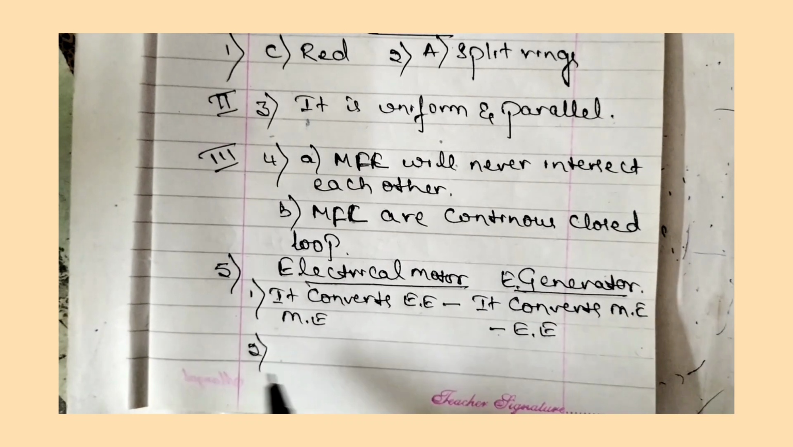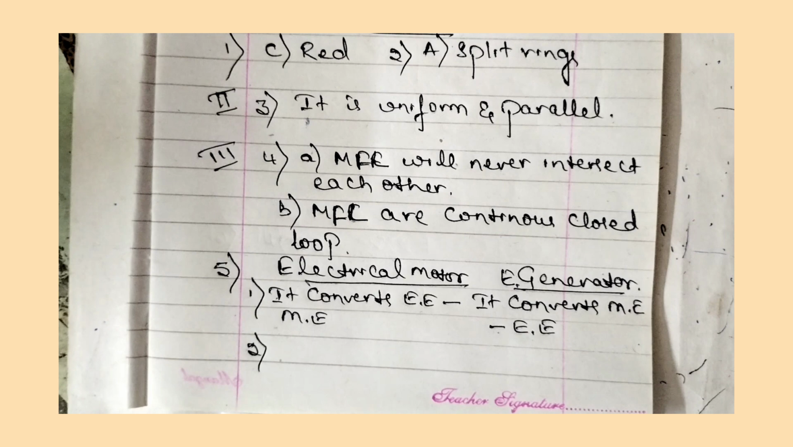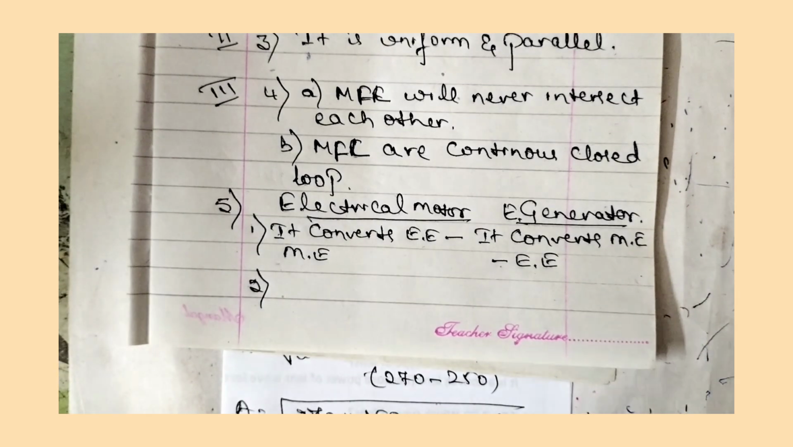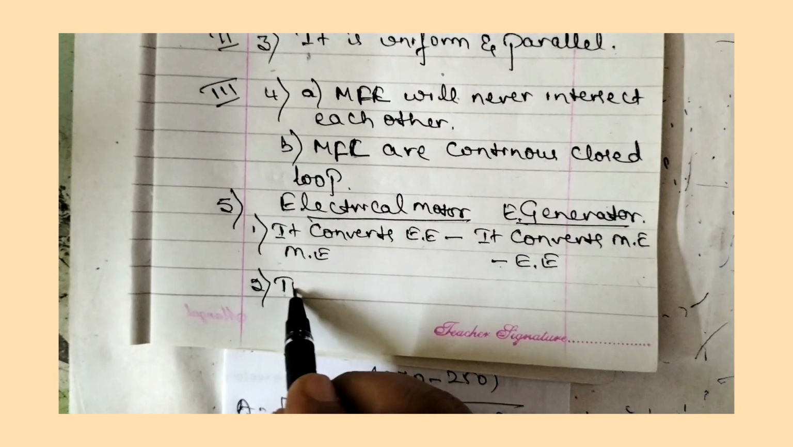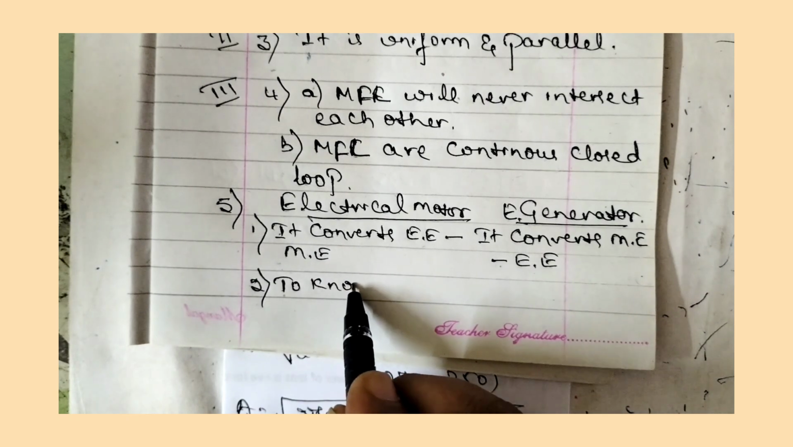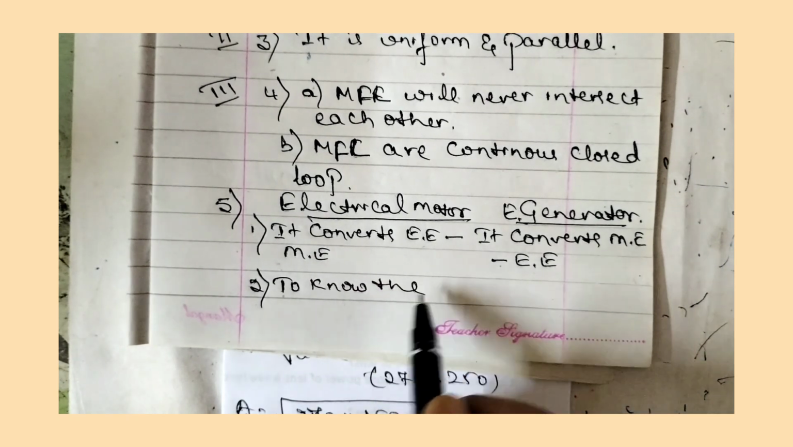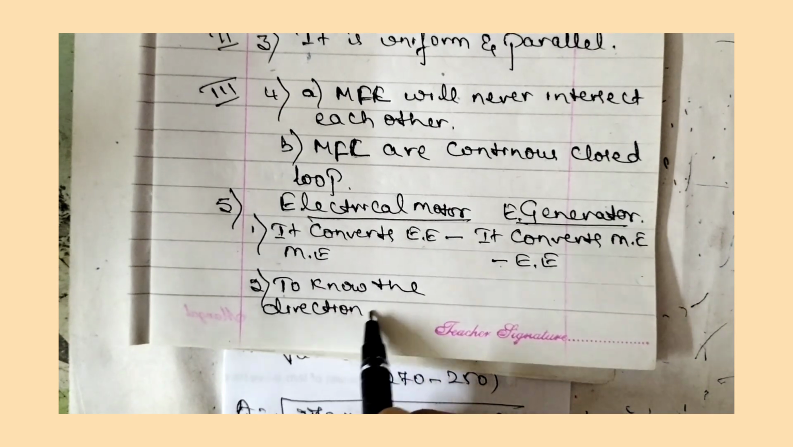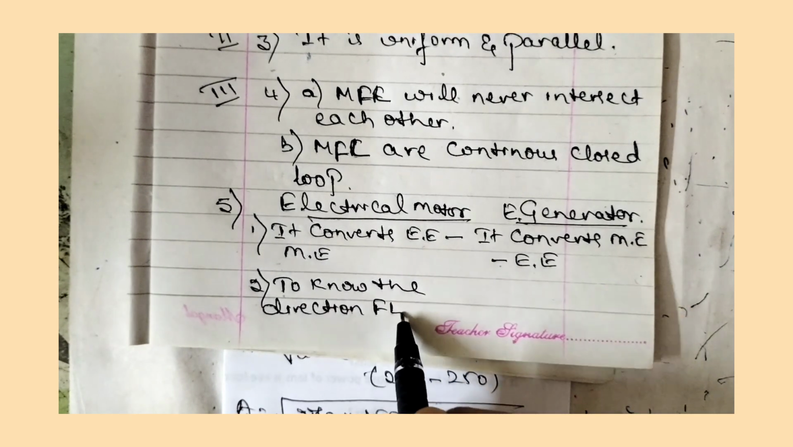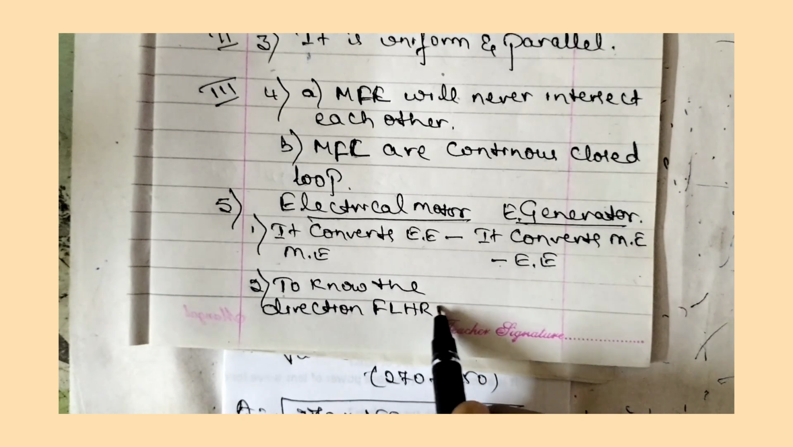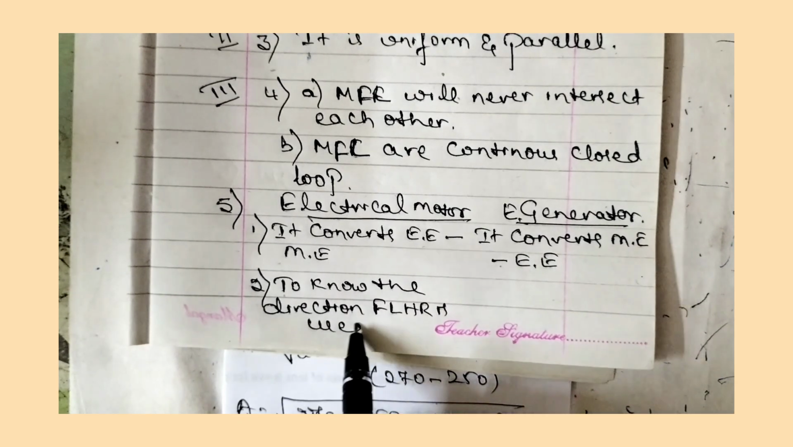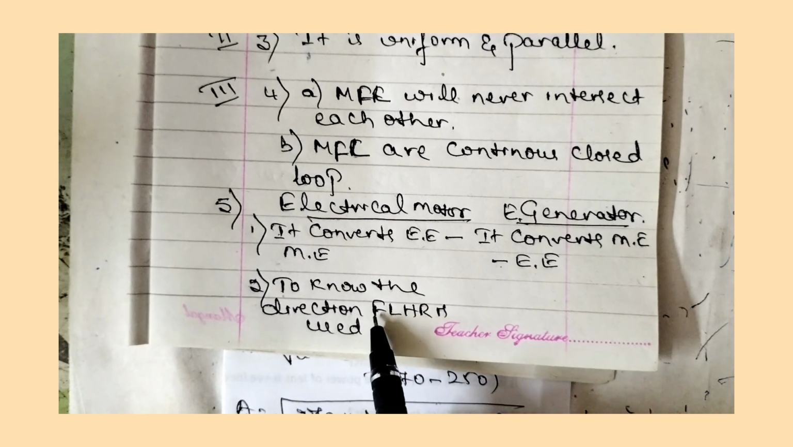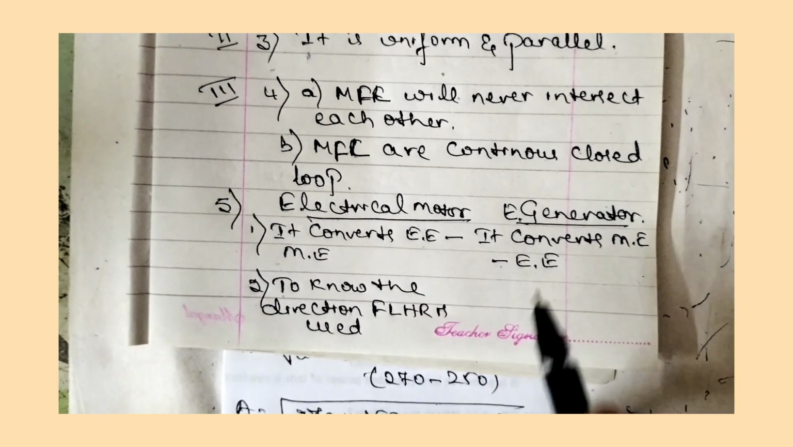So this is the first difference between electric motor and electric generator. In electric motor, to know the direction, Fleming's left hand rule is used. FLHR means Fleming's left hand rule.